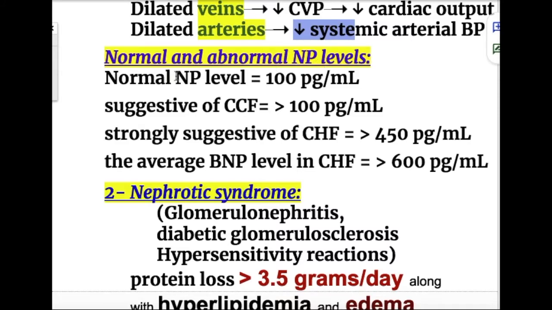Normal and abnormal natriuretic peptide levels. A normal natriuretic peptide level is 100 pg per ml, and a level of more than 100 pg per ml is suggestive of congestive cardiac failure, and a level of more than 450 pg per ml is strongly suggestive of congestive heart failure, and a level of more than 600 pg per ml is the average natriuretic peptide level in CHF, congestive heart failure.